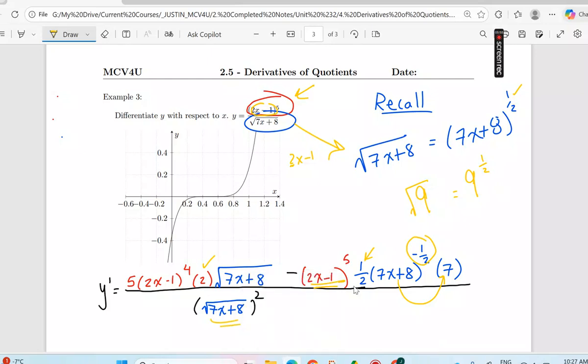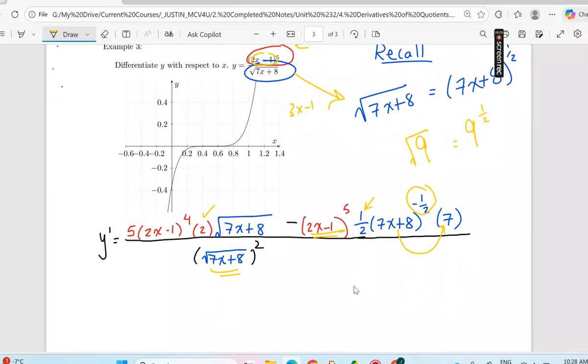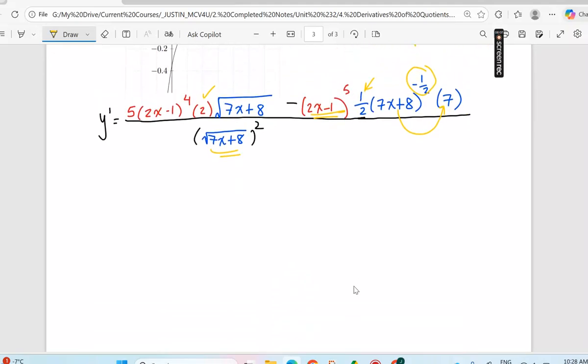Now imagine trying to simplify that. It would be messy, not impossible, but messy to simplify. And that's pretty much it. So just practice working with the quotient rule. See you in the next video.